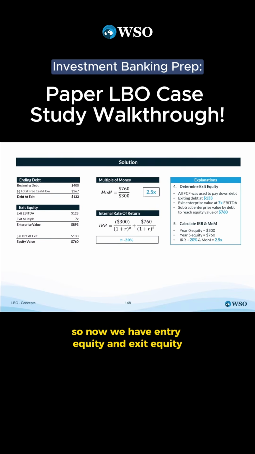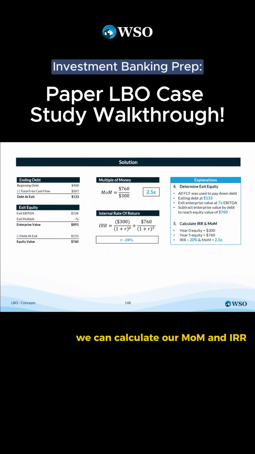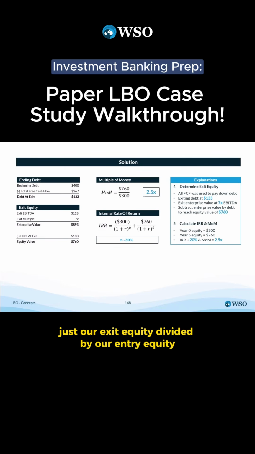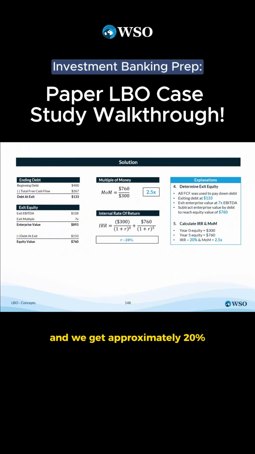So now we have entry equity and exit equity. We can calculate our MOM and IRR. MOM is pretty straightforward. Just our exit equity divided by our entry equity, giving us 2.5 times our money in 5 years. Then we solve for IRR using the equation provided, and we get approximately 20%.